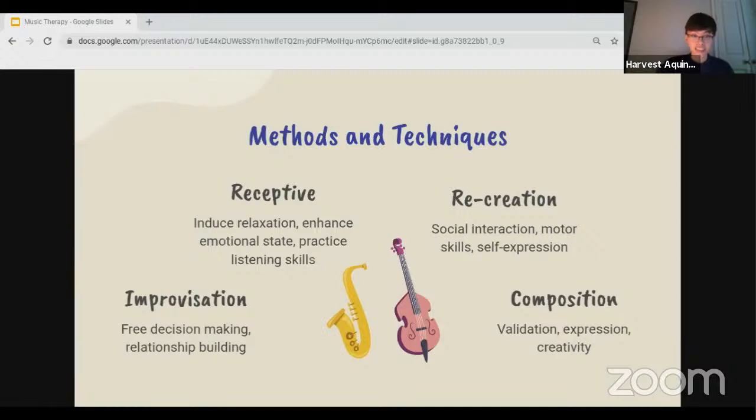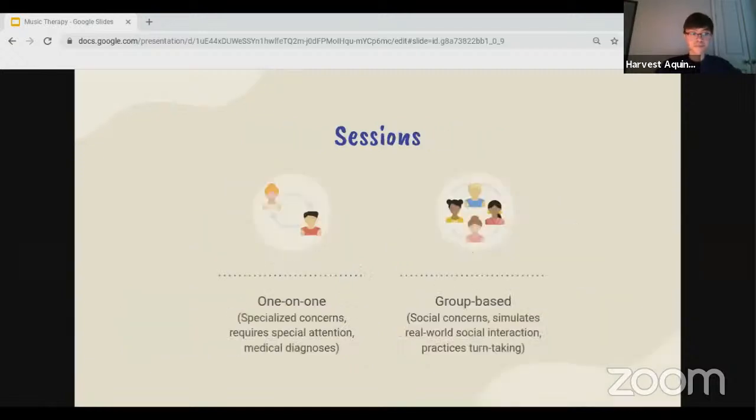Third is improvisation, and it's pretty similar to recreation. This is where the music therapist must analyze the patient's specific mood at that time to then allow for productive, spontaneous music based on different motifs given by the therapist. And this helps to practice free decision making and relationship building. Lastly is composition, and it's exactly what it might sound like to you. This is where the music therapist guides an individual through the creation of their own songs and own lyrics. It aids in validation of their emotions, expression, and of course, creativity.